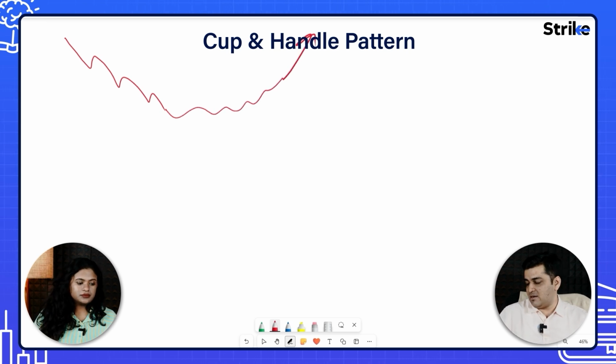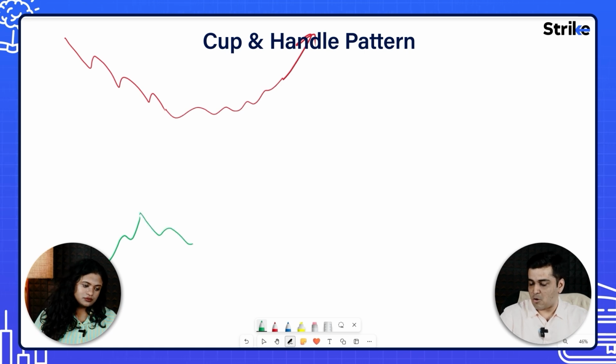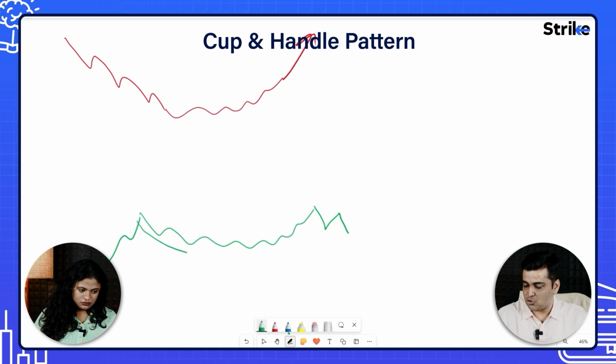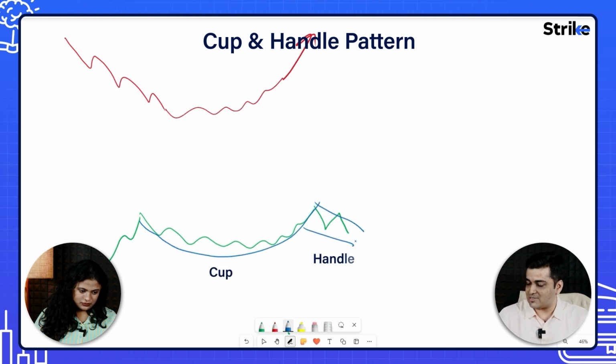In a cup and handle, it looks similar. But what happens is, in a cup and handle, the previous trend is positive. And then we have a rounding kind of pattern over here. After this rounding pattern is formed, the prices consolidate a little bit here. So this looks like a cup, and this over here looks like a handle.